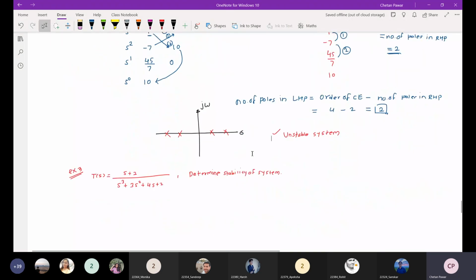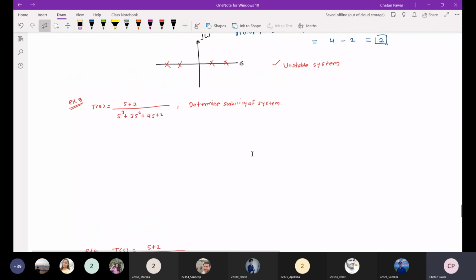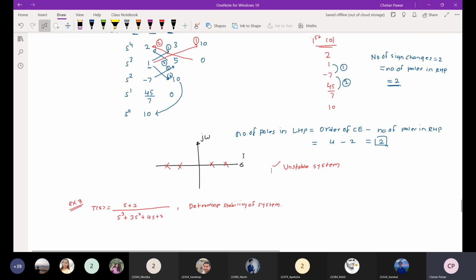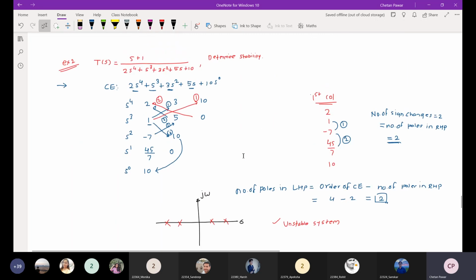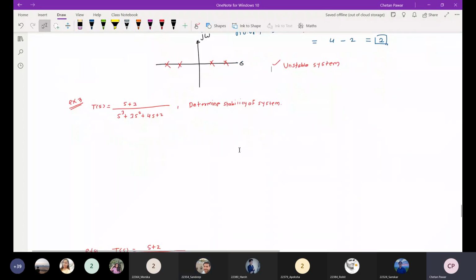So, can you just try this example number 3 and just tell me the stability of the system? Just form a Routh table. Have you understood? Any doubt is there in this example? No, sir. Okay, so you just solve this and tell me the stability of the system. Is this system stable or unstable?